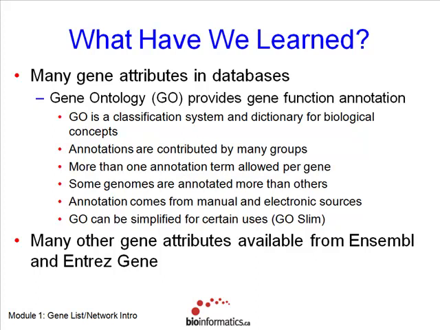And we talked about how that's a classification system, and there's terms and annotations, and how GO can be simplified and used. We'll go over a lot more uses of this information later. And then many other gene attributes are available from Ensembl BioMart. Any questions about that?